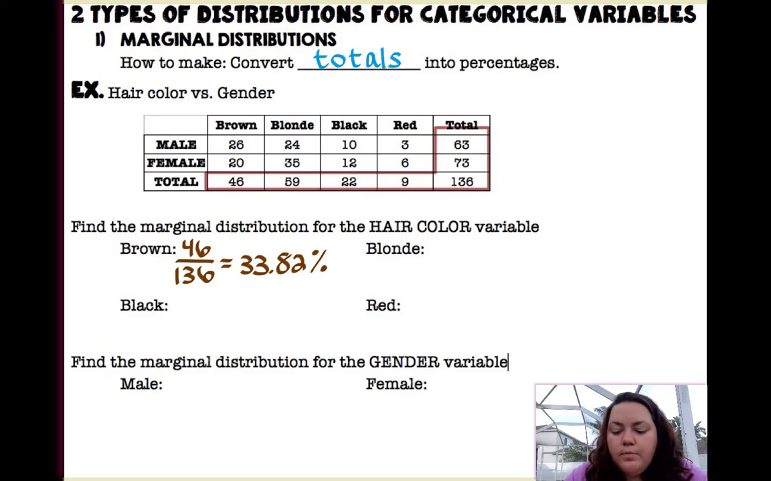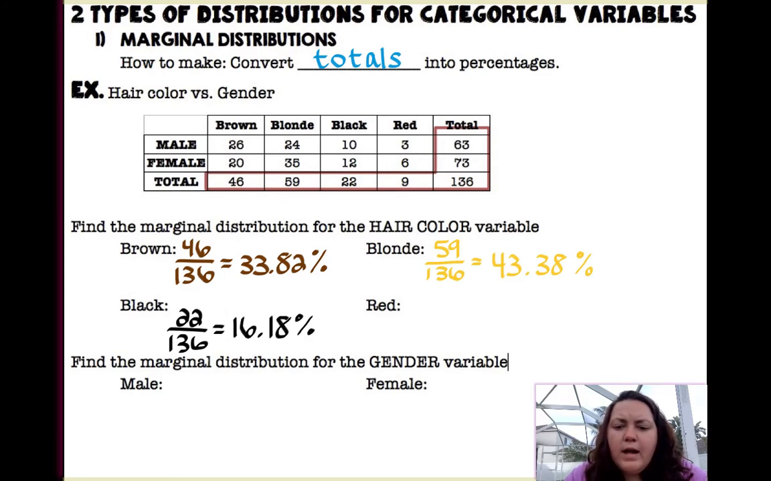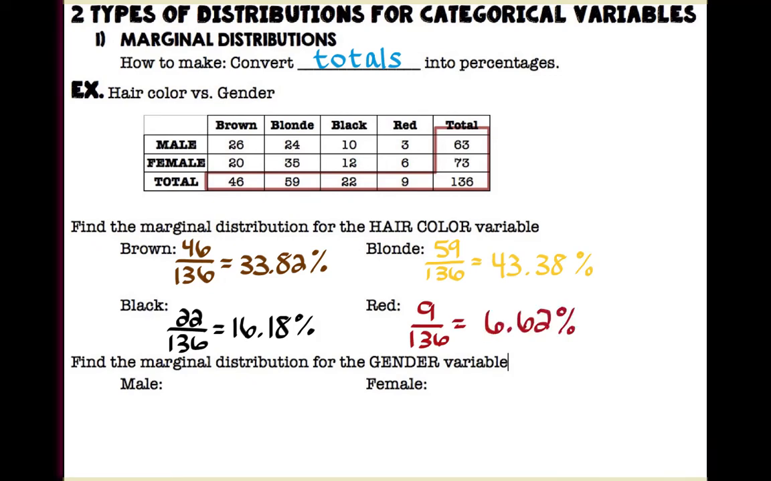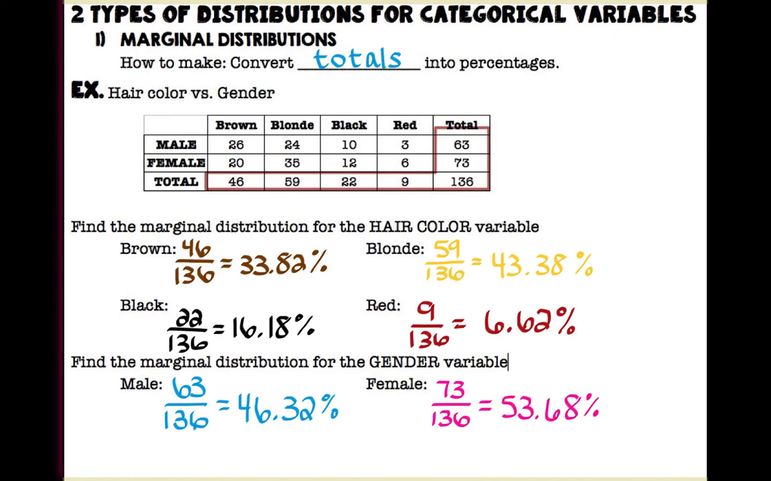Blonde, I had 59 total out of 136, so 43.38%. Black, I had 22 total out of 136, just 16.18%. And red, I had 9 total out of 136, which is 6.62%. Then find the marginal distributions for gender. For male, I had 63 total males out of 136 total people in this group. So 46.32%. Females, I had 73 total out of 136, which is 53.68%. So marginal distributions, you're looking in the margins.